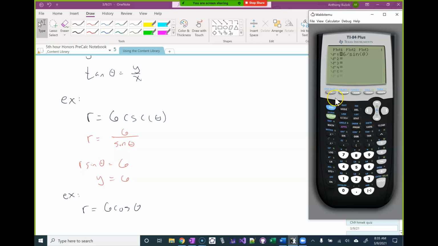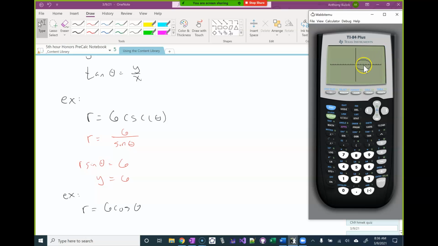Okay, so it looks like I have a circle. Everybody agree with that? The center of that circle appears to be at what? Looks like (3, 0). And the radius of that circle appears to be 3. You guys all kind of buy that just looking at the picture? Okay.